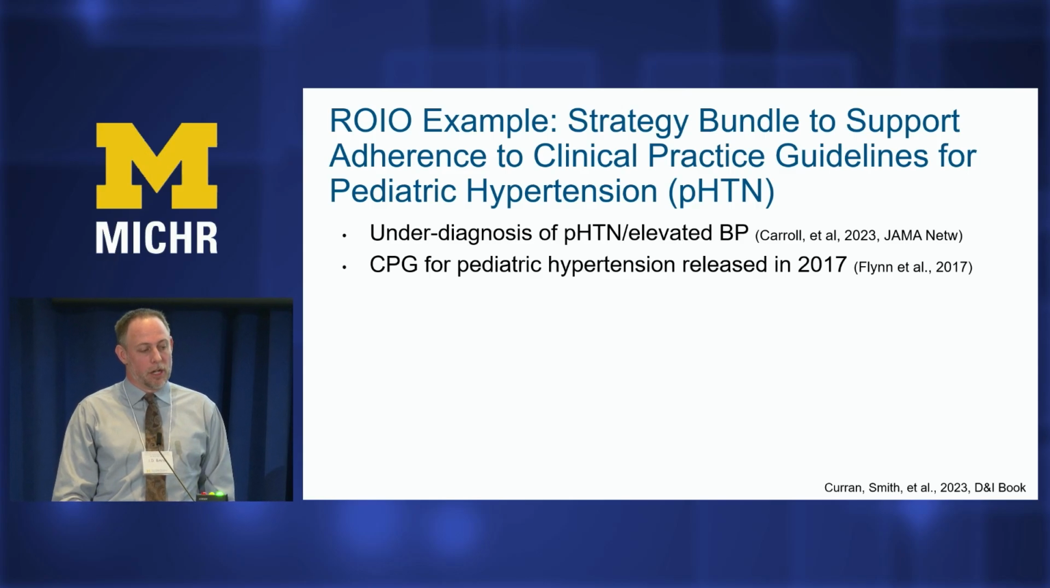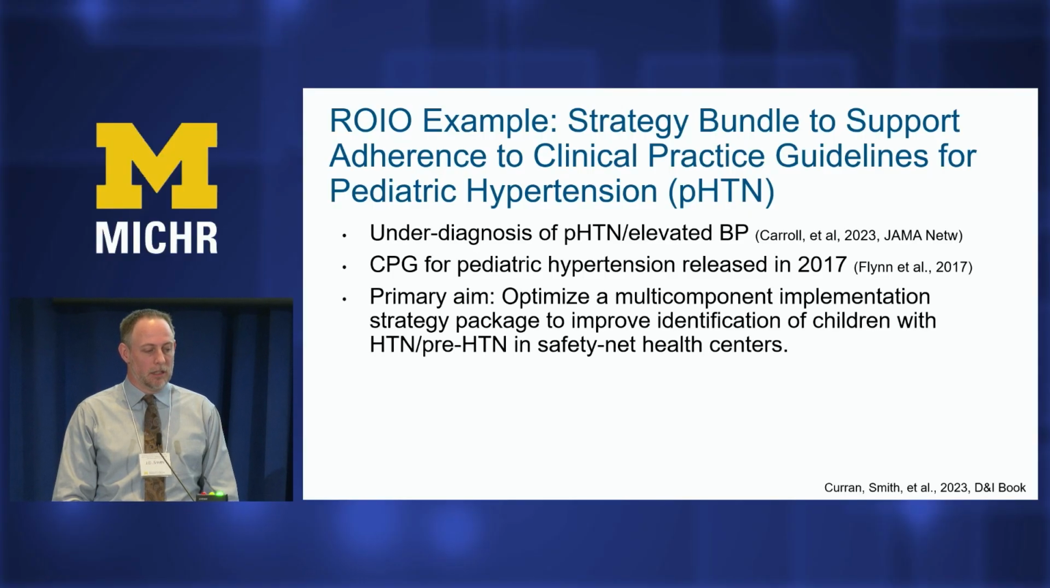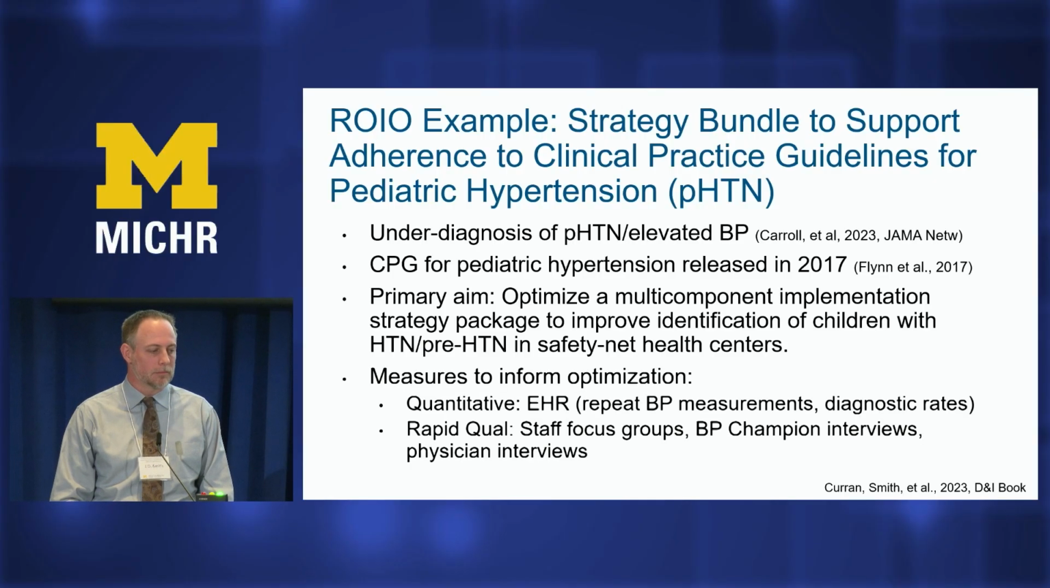There is a general underdiagnosis or underrecognition of pediatric hypertension or elevated blood pressure, kind of the precursor prehypertension. The clinical practice guideline that was released in 2017 is very complicated, as I already mentioned. So the primary aim of this study was to optimize a multi-component implementation strategy package or bundle to improve identification of children who actually have or meet diagnostic criteria for one of these conditions. And we were partnered with Safety Net Community Health Centers.